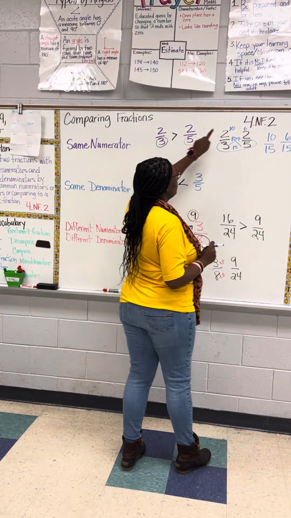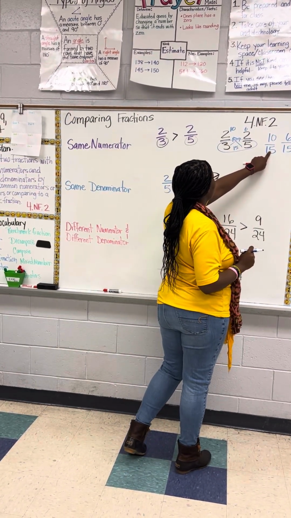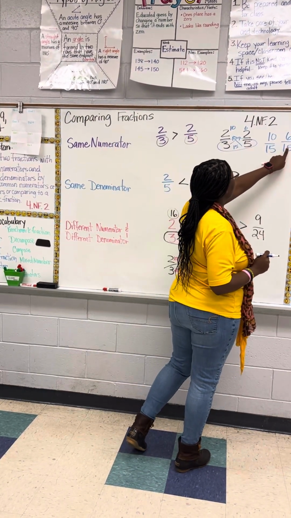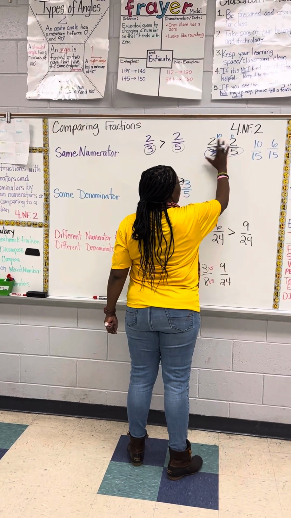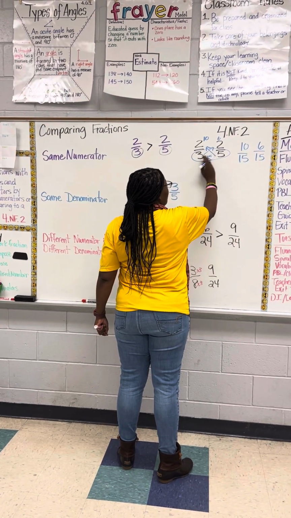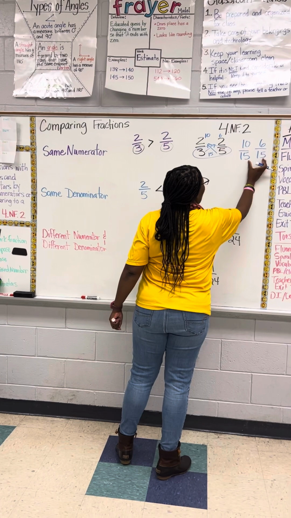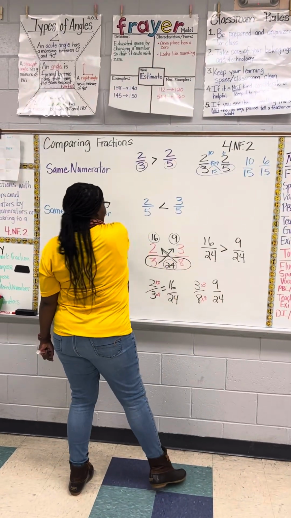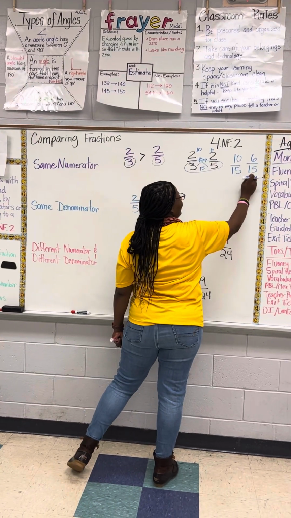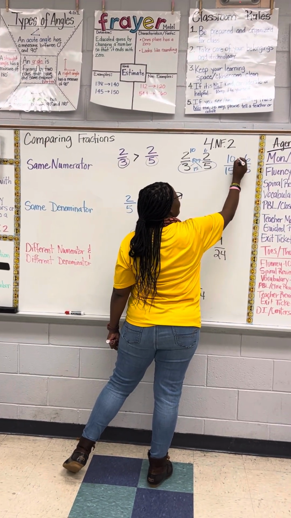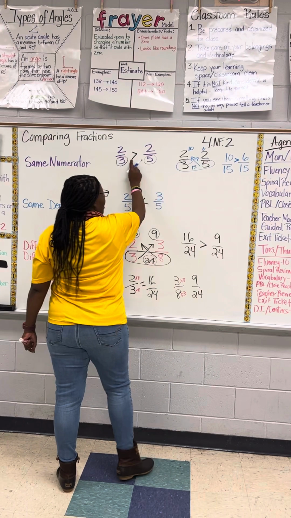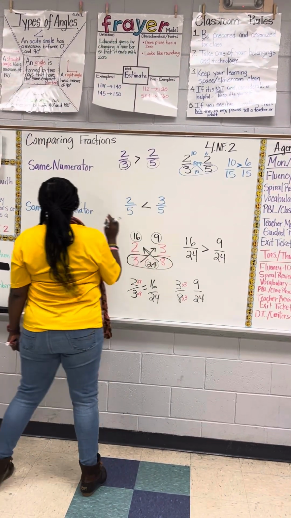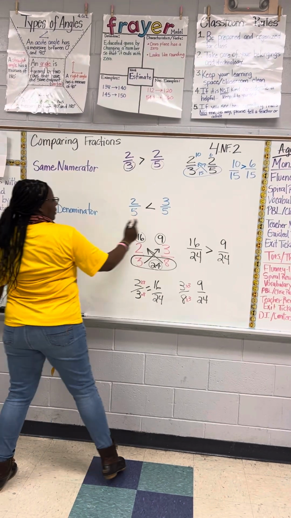Two-thirds is equivalent to 10/15. 2/5 is equivalent to 6/15. All I did was cross multiply and multiply the denominators, and I rewrote it. So now I'm back to the same thing that says same denominators. 10 is greater than 6, which is the answer I already had right here. This cross multiply applies to the same thing with same denominator.